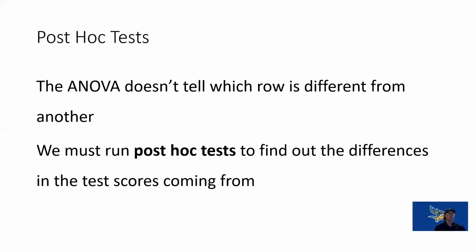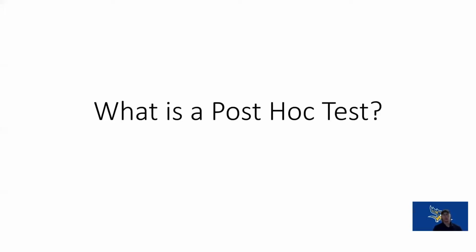ANOVA doesn't tell us where those differences occur, and in order to find that information, we have to run what's called a post hoc test. This is a test that we run after our ANOVA. So what is a post hoc test? A post hoc test is a test to determine where the differences are located, and we only perform a post hoc test if we find a significant ANOVA.